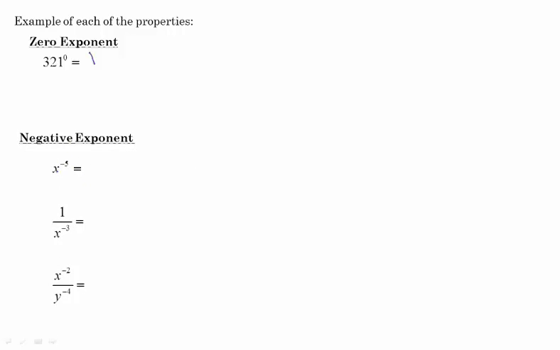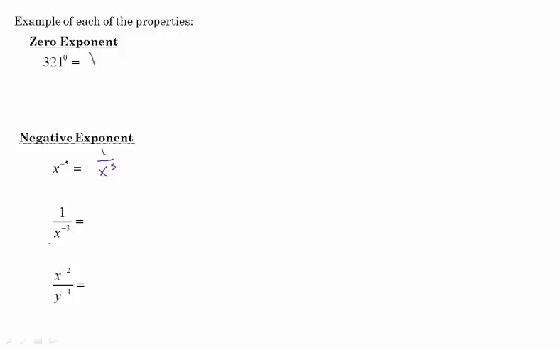Okay, examples of each of these properties. For the 0 exponent, if I have 321 to the 0, that equals 1. If I have a negative exponent, here I have x to the negative 5th. When this occurs, I need to take the reciprocal, so I'm going to put that in the denominator and have 1 over x to the 5th.